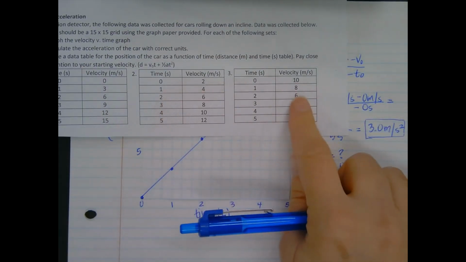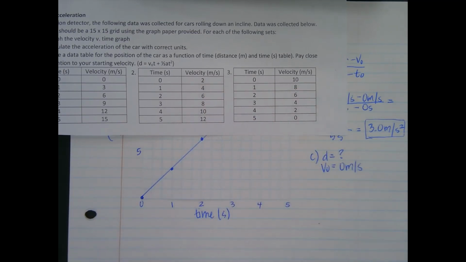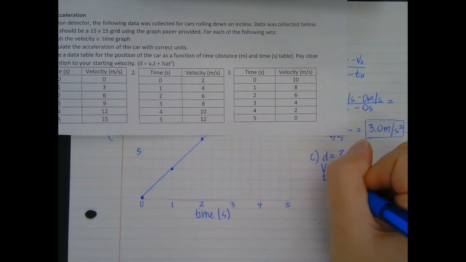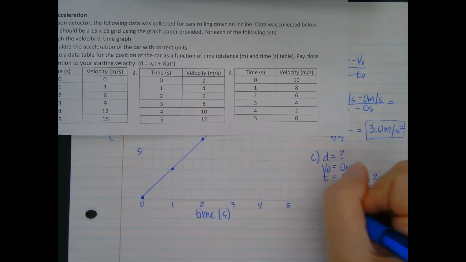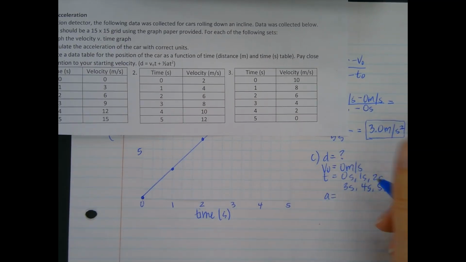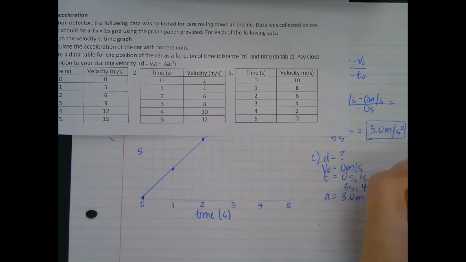Note for number 2 and number 3, it is a different data table, or different starting velocity rather. For my time, I'm going to use all of my data points: 0 seconds, 1 second, 2 seconds, 3, 4, and 5 when I'm doing my data table. My acceleration is what I just solved for, 3 meters per second squared.